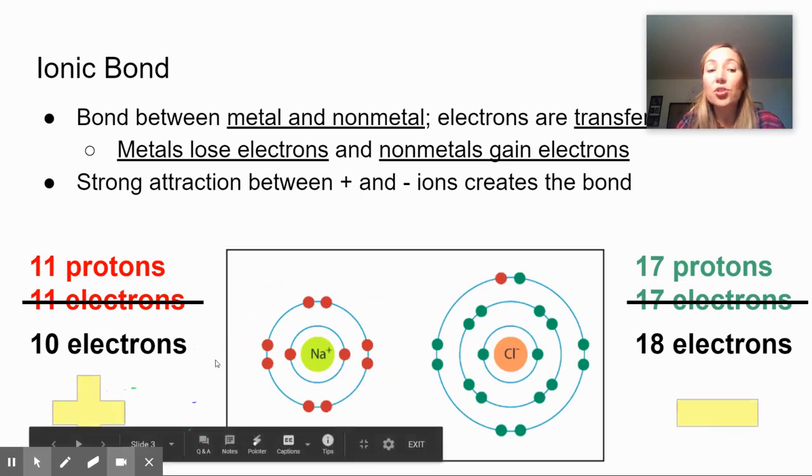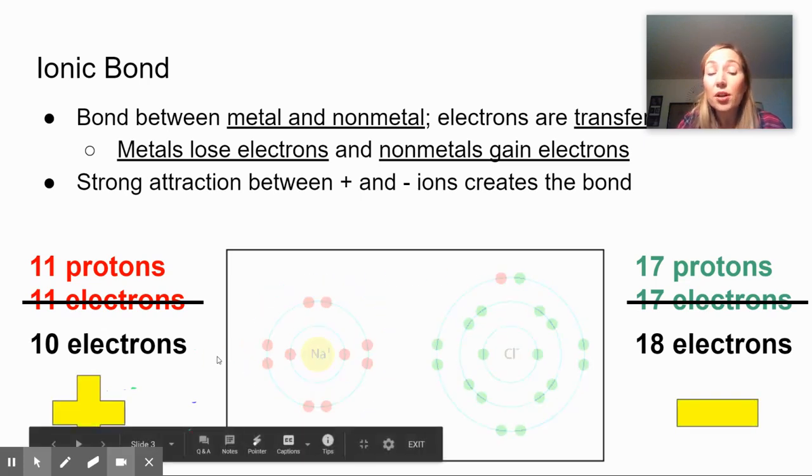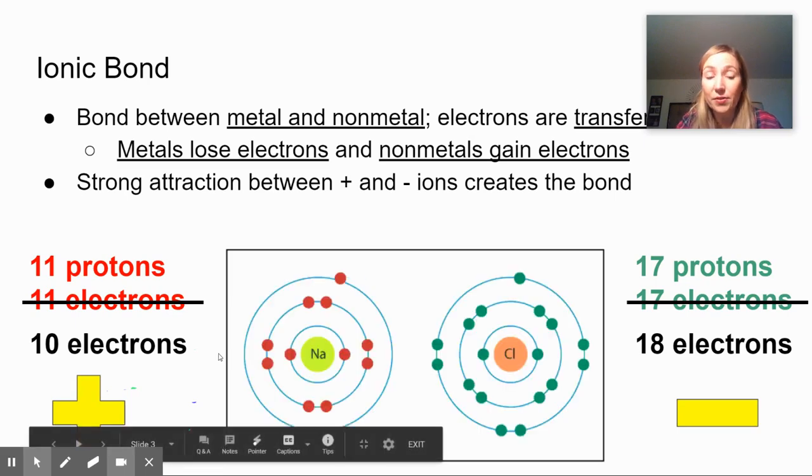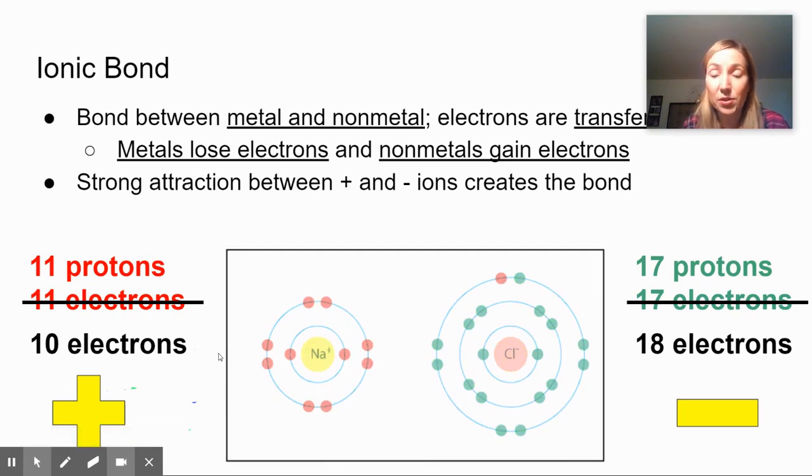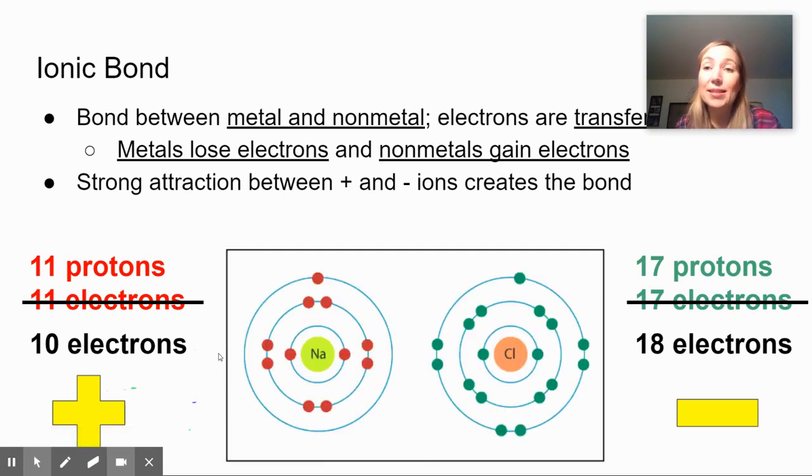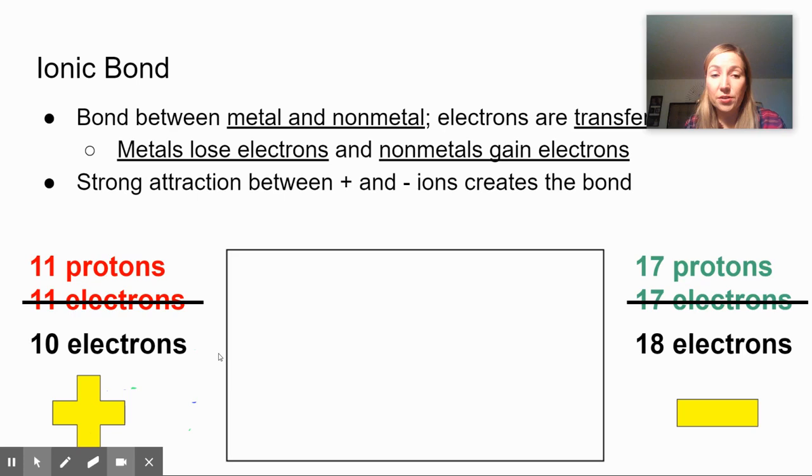So when we look at the charge, sodium's charge is overall positive because it still has its 11 protons, but now it's down to 10 electrons. So protons outnumber electrons. Chlorine just got one more electron. So now its electrons outnumber protons and it's got a negative charge.